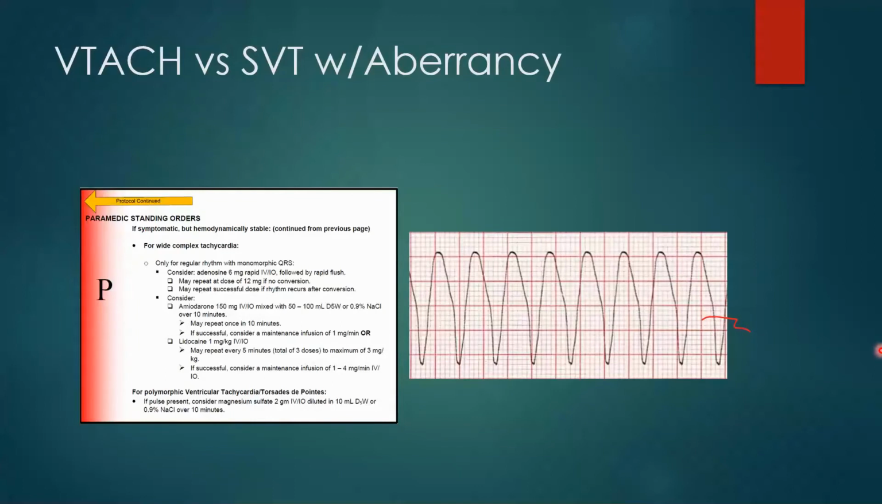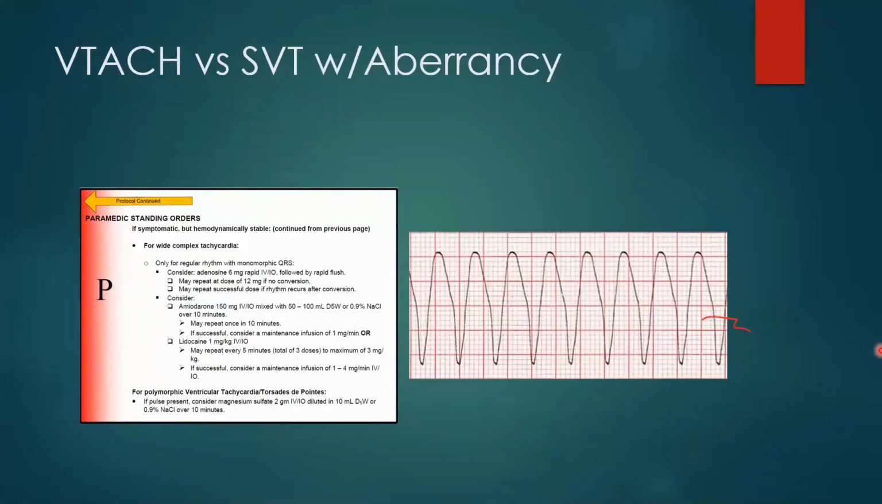If they're unstable, give them the jangles. Give them a synchronized cardioversion. If they're stable and you feel it's SVT with aberrancy, try adenosine. If it doesn't work, well, guess what? You move on to amiodarone. It's ventricular in origin, yeah, exactly.